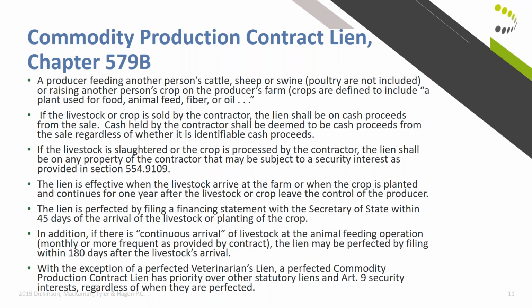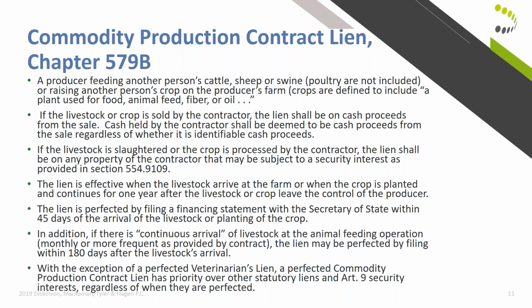So one thing to point out here is if you are a cattle feedlot operator and you missed your 20-day deadline, under that code section, you can still file a financing statement and keep your super priority as long as it's within that 45 days, or as the next bullet point says, the 180 days if the livestock continuously arrive, meaning over a period of 30 days, there's multiple arrivals.